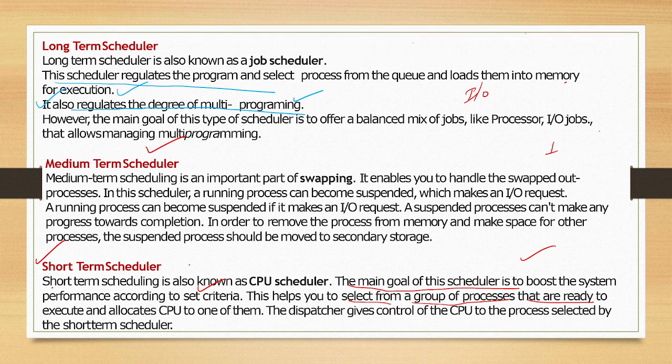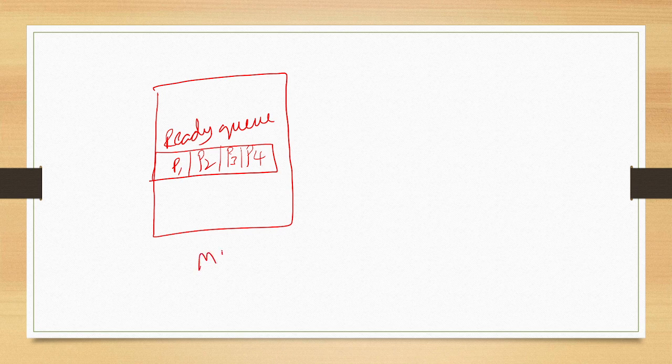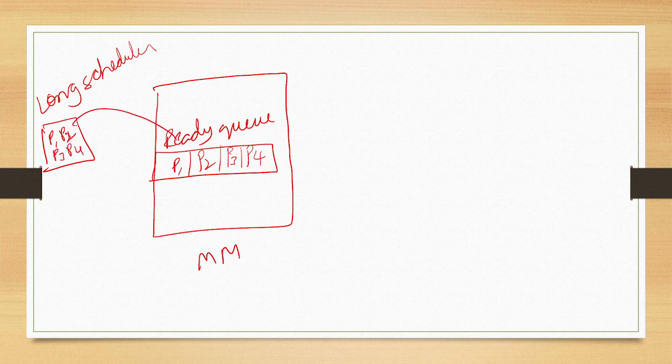Here this is the ready queue. Here all the jobs are waiting to execute: P1, P2, P3, P4. Here processes are waiting. This is the main memory. Where is this ready queue located? It is in main memory. The long-term scheduler already selected the processes and kept them in the main memory, right? P3, P4, it is selected and kept here.